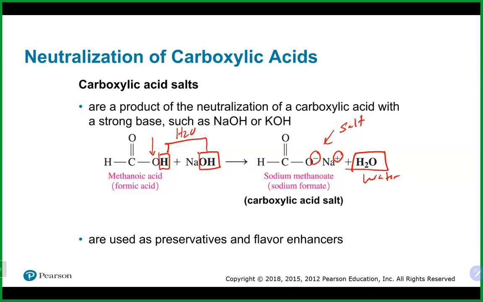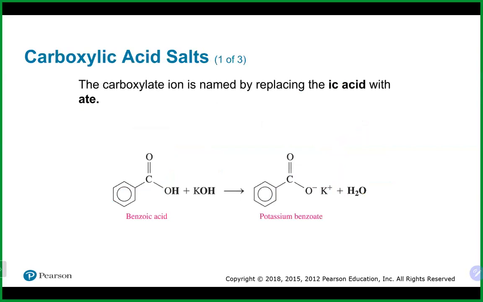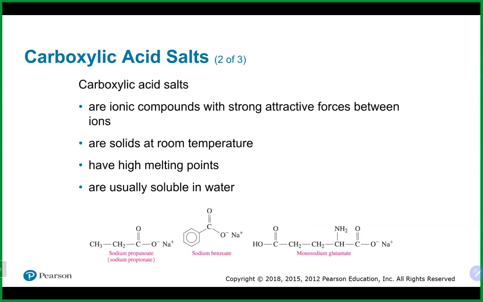So these are products of an acid-base neutralization reaction. If you take a carboxylic acid and react it with a strong base, you will get a salt and water. And these are preservatives that are used sometimes, and also flavor enhancers in food. We're not going to name the salts, but just in case you're curious, you replace the ic acid with ate. So benzoic acid becomes potassium benzoate, but we're not going to do any naming of salts in here, so you don't have to worry about it.